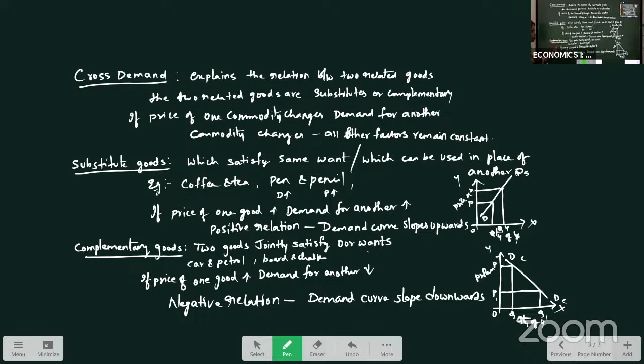Complementary goods are the goods which jointly satisfy our want, meaning two goods together only will satisfy our want. They are dependent goods. In this case, if the price of one good increases, demand for the other good decreases. So there is a negative relation. The demand curve will slope downwards. So these are all the important questions you have to prepare from this chapter, right? In this demand analysis, just see what all the questions we have discussed.